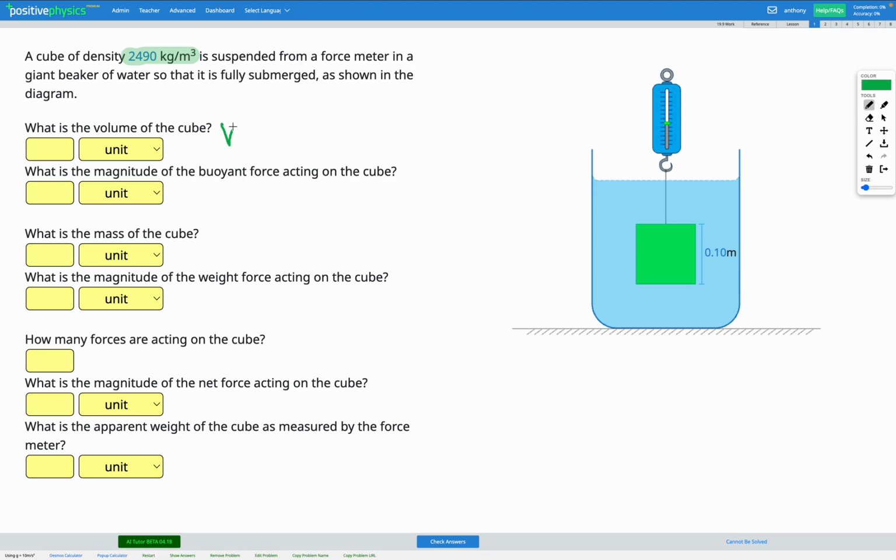The volume of a cube is given by the length of the side to the power of 3, or cubed. And we can see from the diagram provided that one side of the cube has a length of 0.10 meters. So we're going to be doing 0.10 meters cubed, and that's going to get us a volume of 0.001 meters cubed.